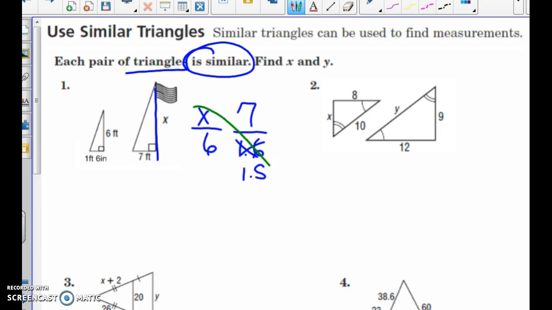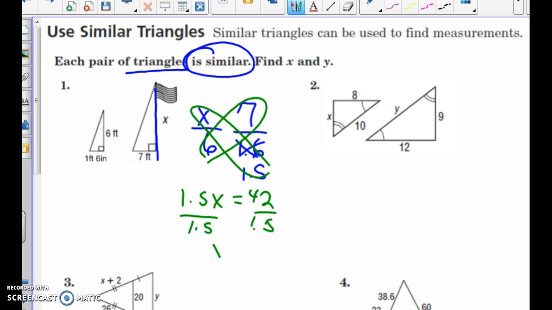Okay, and then from there you would cross multiply. Be careful converting. You don't just put a decimal in between the two numbers. That's silly. Use your noggin. 1.5x is equal to 42 divided by 1.5. So x is equal to, what is that, 28, I think?